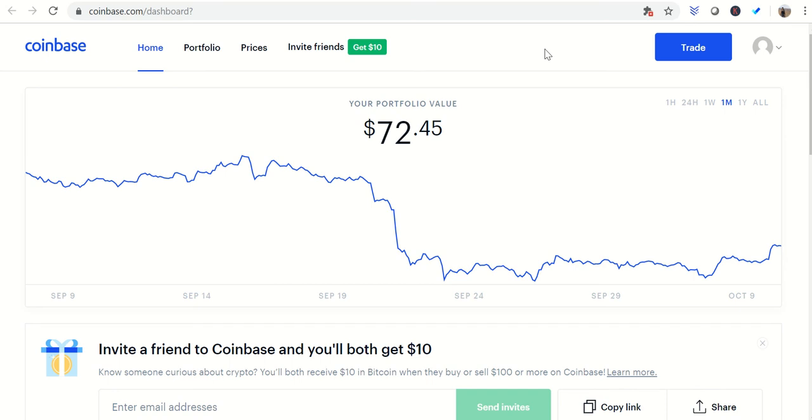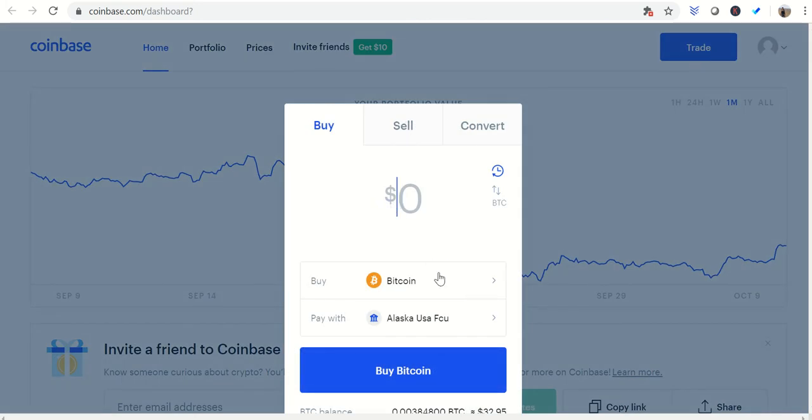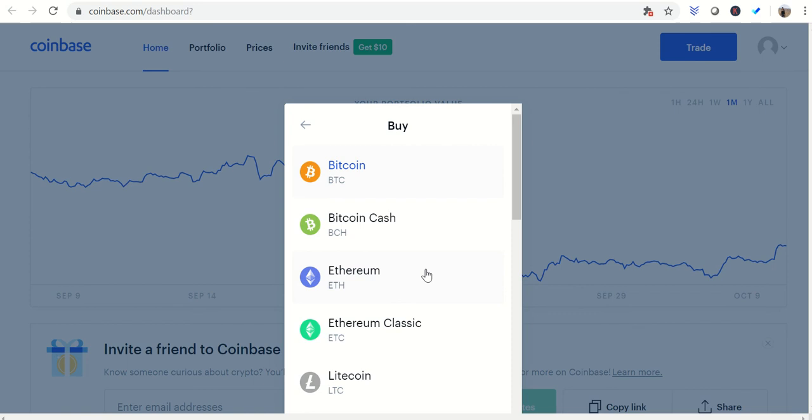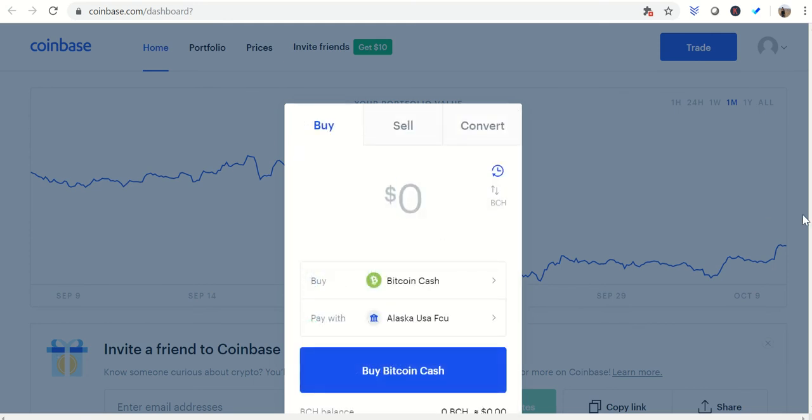So I'm already logged into Coinbase. Make sure you're logged in too, and make sure in the URL you're at coinbase.com/dashboard. I don't think the question mark matters. Essentially, to buy Bitcoin Cash, go to the top right hand corner, click on trade, and you'll see that you can buy, sell, or convert. We want to buy, okay? We want to buy Bitcoin Cash.